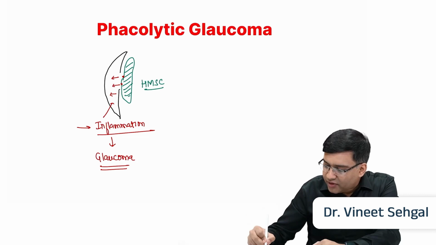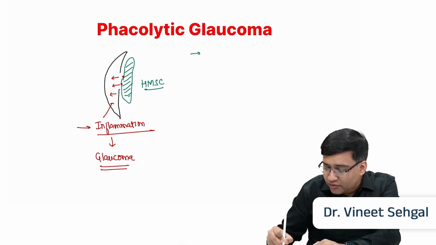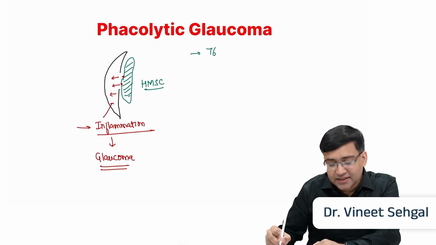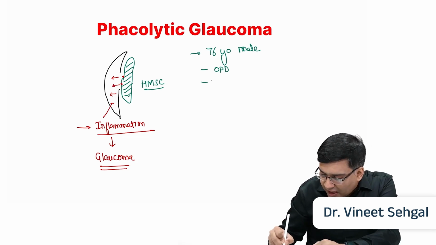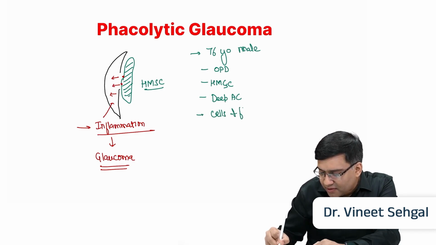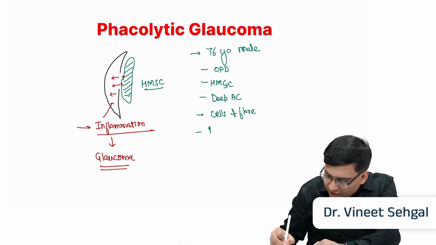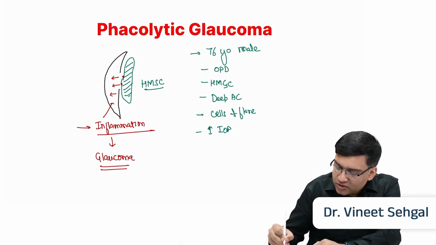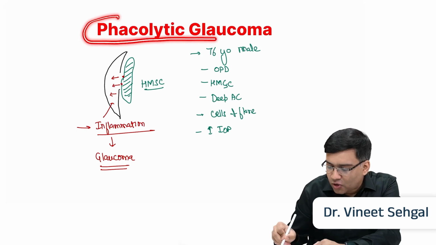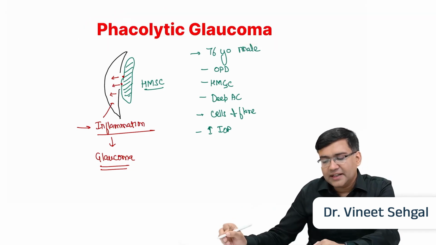Okay, so how would they give a question? They would give you a question where there would be a clinical scenario like a 76-year-old male presented to the OPD with hypermature senile cataract with deep anterior chamber and cells and flare with increased intraocular pressure. What is your diagnosis? My diagnosis here becomes phacolytic glaucoma because there is a deep anterior chamber.